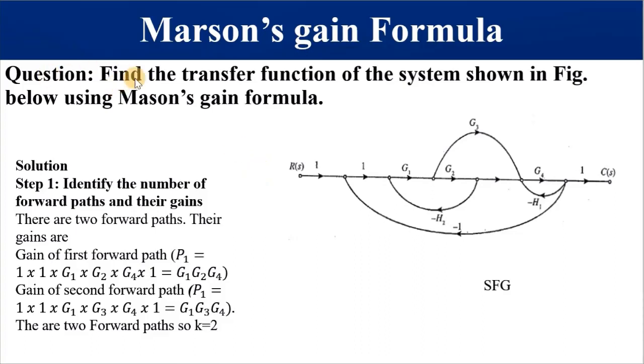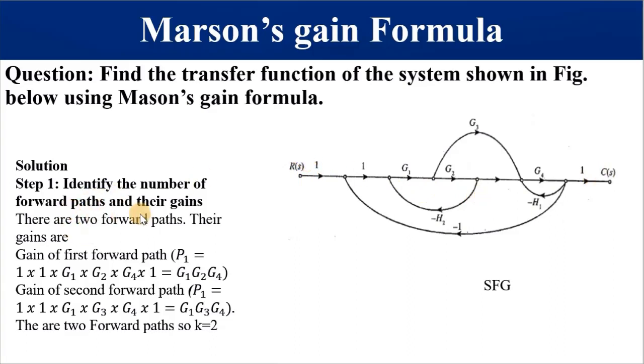We are saying, find the transfer function of the system shown below using Mason's gain formula. And this is our signal flow graph. The first step is to identify the number of forward paths and their gains. This is very easy. How many forward paths do we have? We've got 2. Please ignore this one, it is not a forward path. This is a feedback path. So we've got this path through G3, and this path where you go straight up to C(s) from R(s).